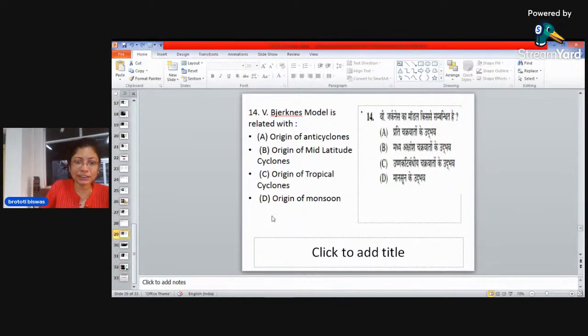So we have come to the next question, and again it is taking time to load. Well, it has loaded. So the next question is, this Jerknes model is related to what? It is related to anticyclone, the mid-latitude cyclones, the origin of tropical cyclones, or the origin of monsoon. So this is the question, and may I have the answer? Even if it is wrong, no problem, but please write the answer.